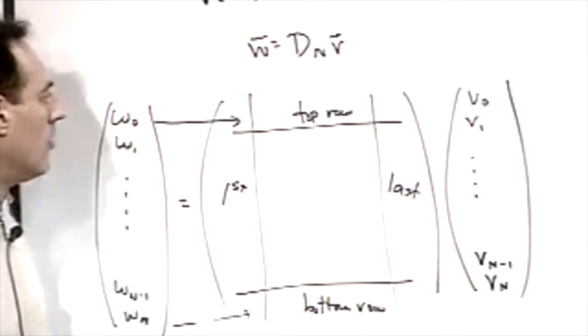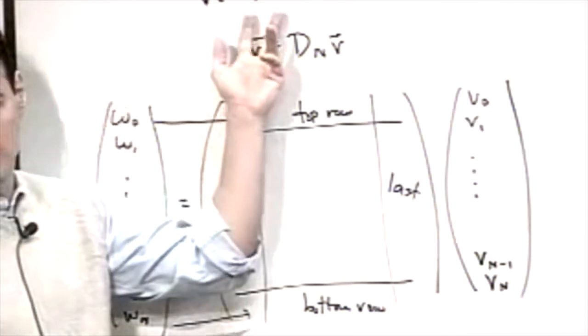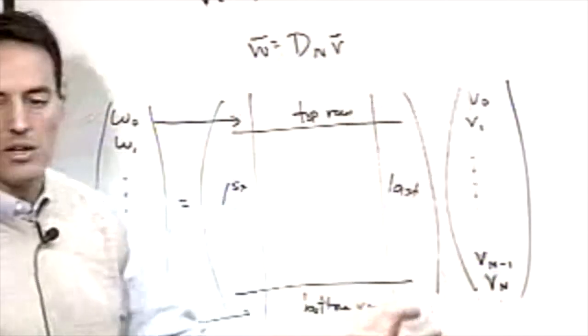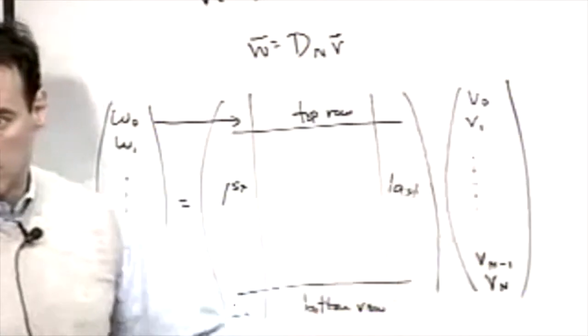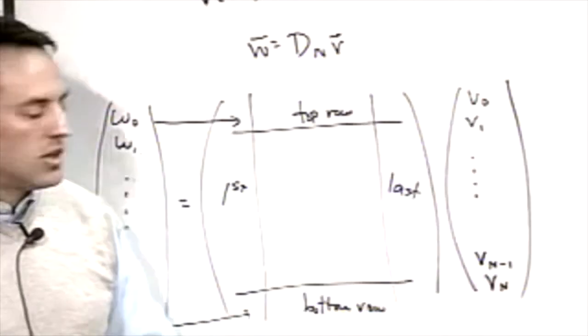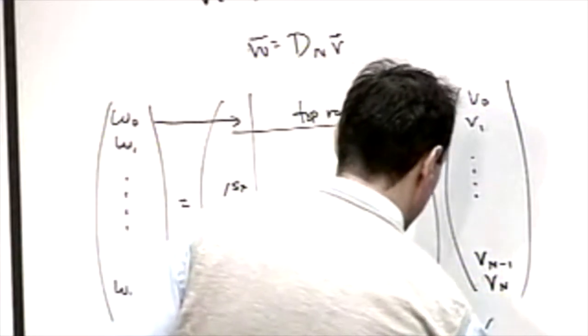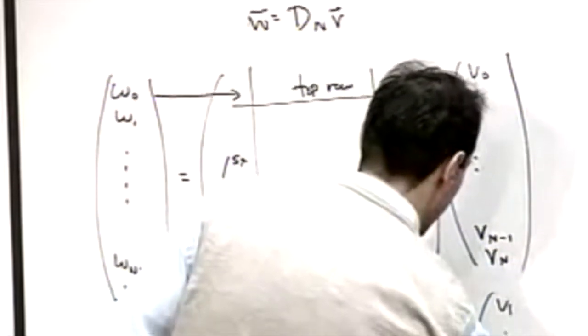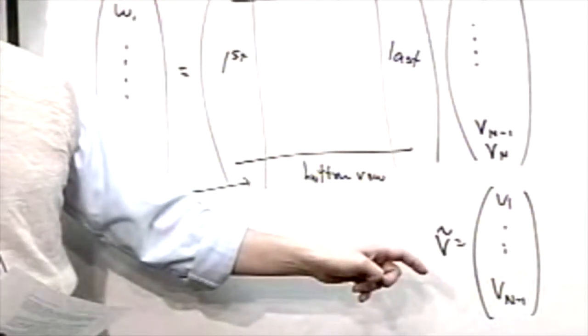So in the end, for these simplified boundary conditions, all I'm saying is that's 0 and that's 0. I already know them. I don't need to solve for them. All I need to solve for is the middle points. So really, I want to solve for some v tilde, which is v1 to vn minus 1. The interior points. Okay?